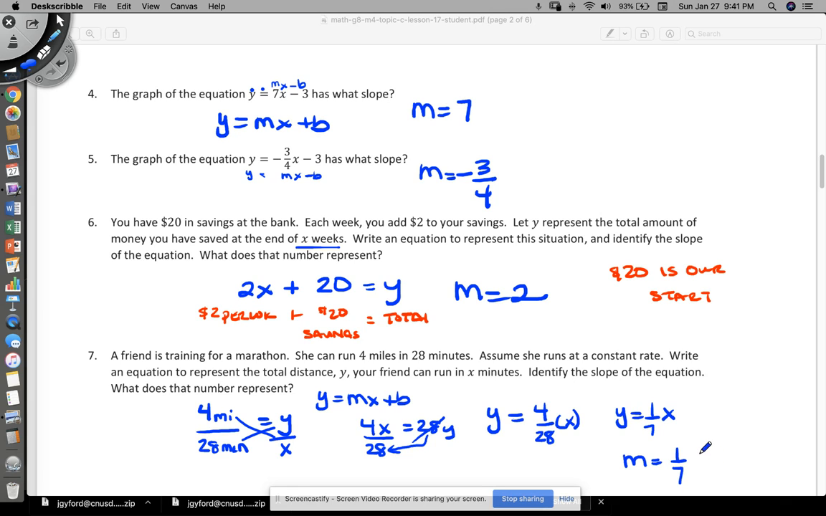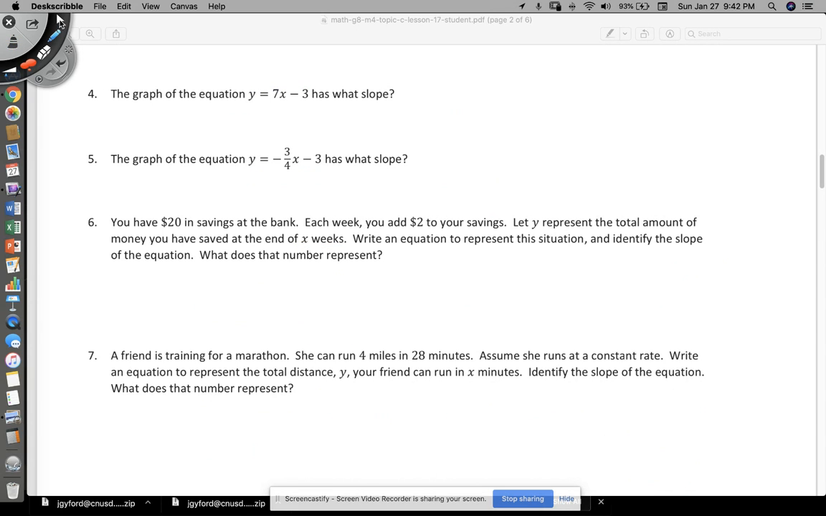And what does everything represent? This represents the ratio here that she can run 4 miles in 28 minutes. She's going to keep that constant rate. And then we're going to find the total y for your friend and how far she can run in x minutes. So what does she keep consistently going by? Our equation here was y equals 1/7 x, and our slope was 1/7. All right, let's go ahead and go on to the next one.